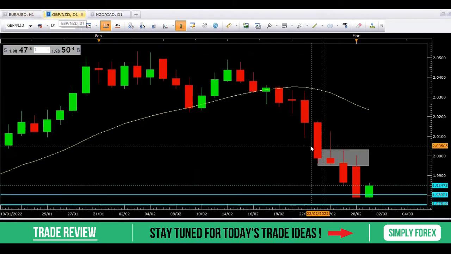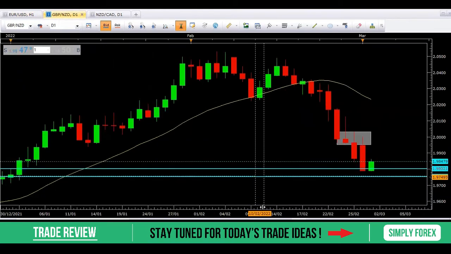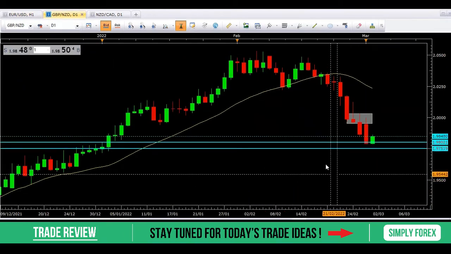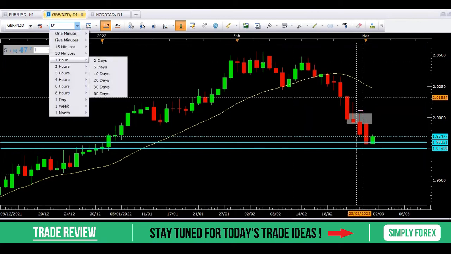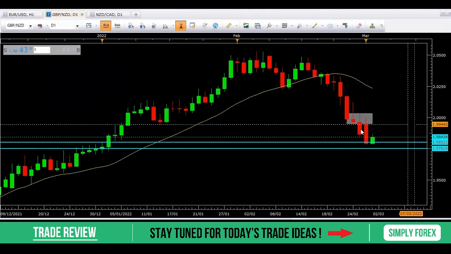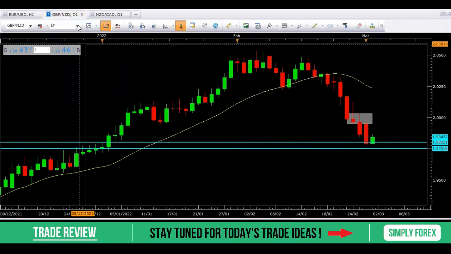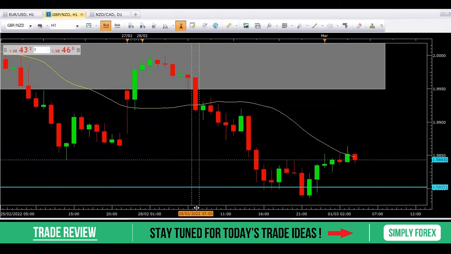Right, next one guys, the pound against the New Zealand dollar. Again, we had a gap down. What we were looking for, because of this bearish candle here, was to take price back down to this blue zone and even this blue zone. And that is exactly what happened. It hit our target. But let's look at H1 to see what actually happened.